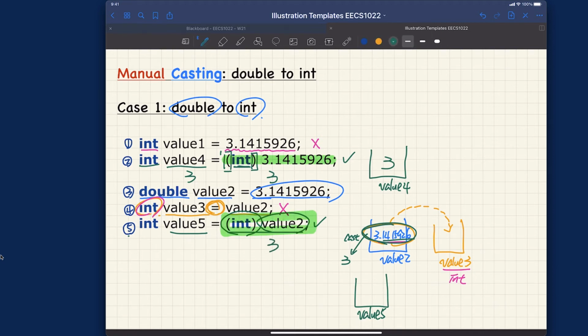And then we're going to copy the 3 over here into value 5. So this will store 3. Alright, hopefully you can see that, right? Exactly how we can do cast. So the case number 1 for using casting is go from double to int.